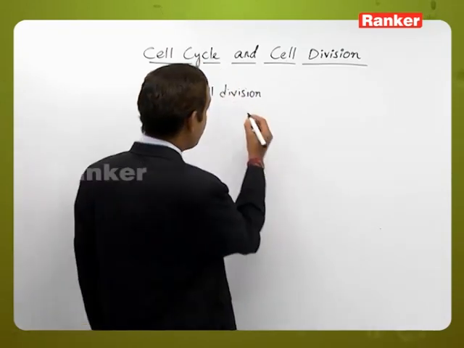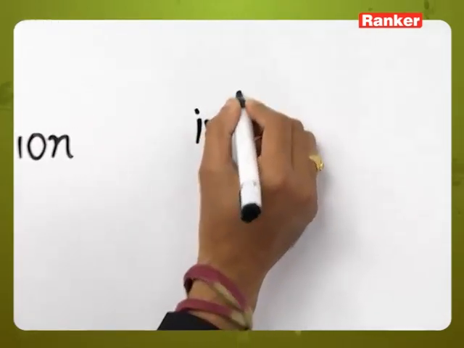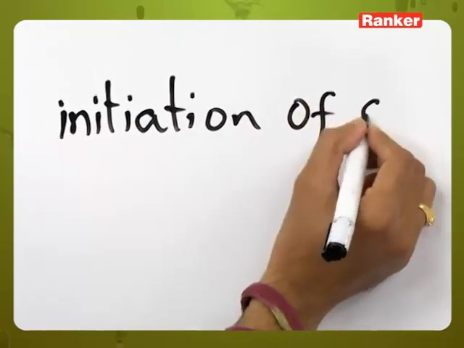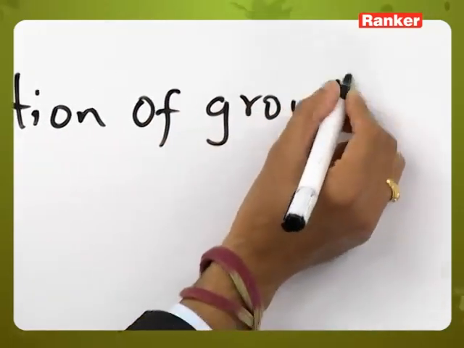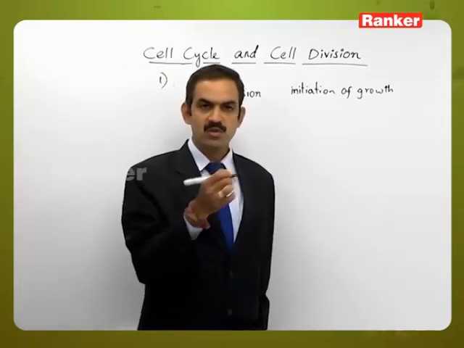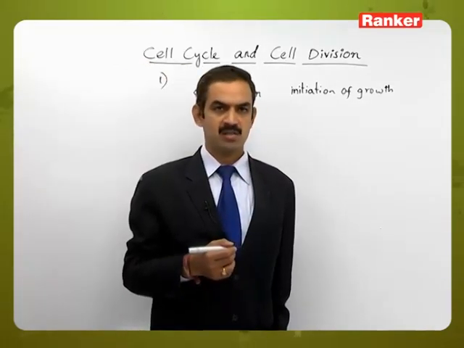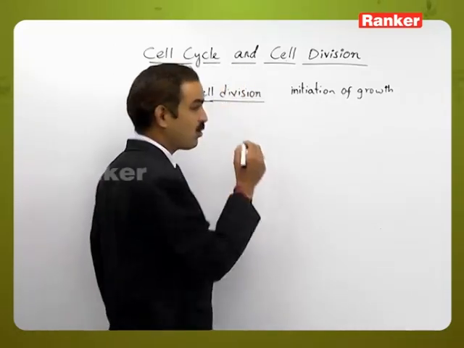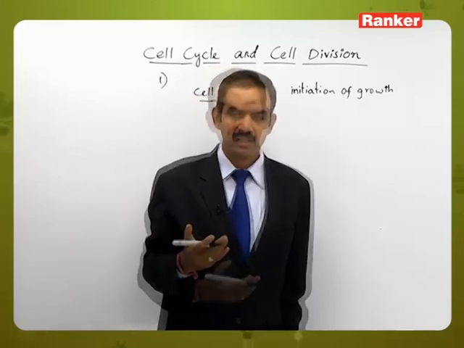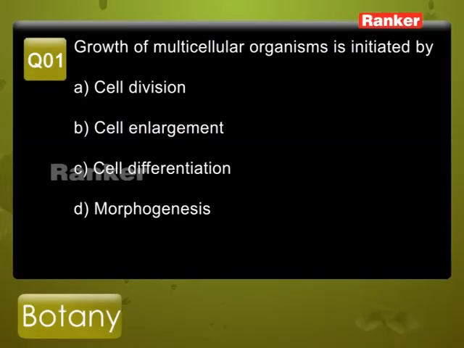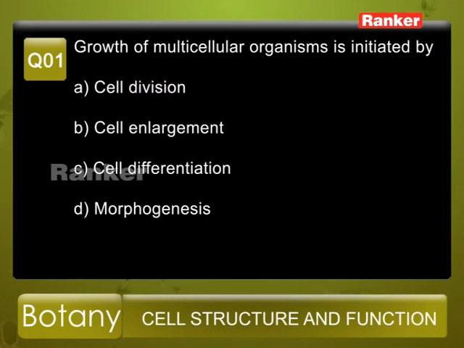So here, initiation of the growth, that is the starting of the growth. Initiation of the growth will start from the zygote. So that means the first and foremost thing that should occur in a multicellular organism for initiation of growth will be the cell division process. Then only the number of cells will be added. It leads to the growth and development of the organisms. So from the given options, option A is the correct answer.